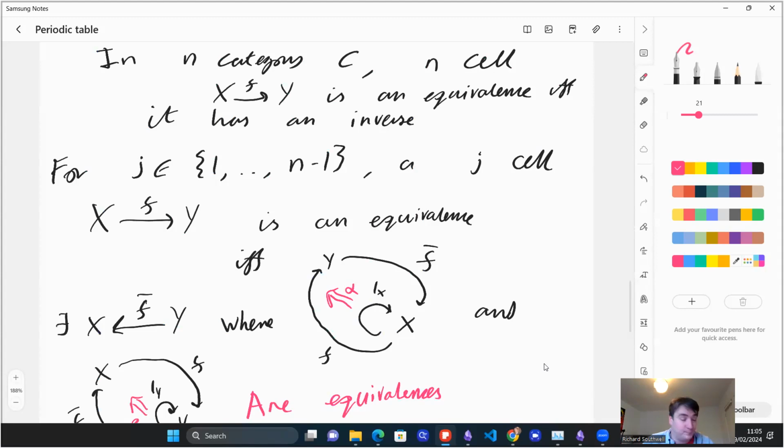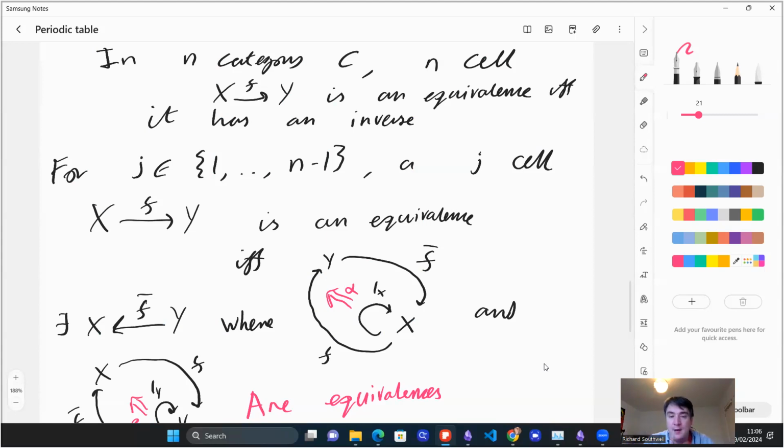Well, if it's an n-cell, one of the highest dimensional things that you can have, then that's going to be an equivalence precisely when it has an inverse. That is, something that you can compose it with, and you get the identity either way you compose these two things in opposite directions. So that's what it means to be an equivalence if you're an n-cell.